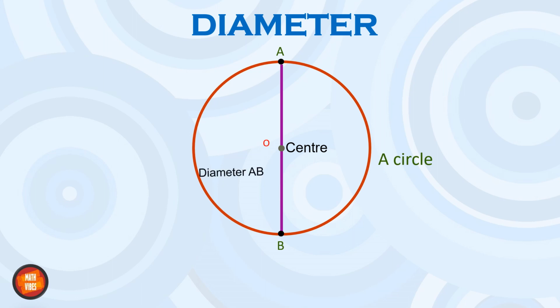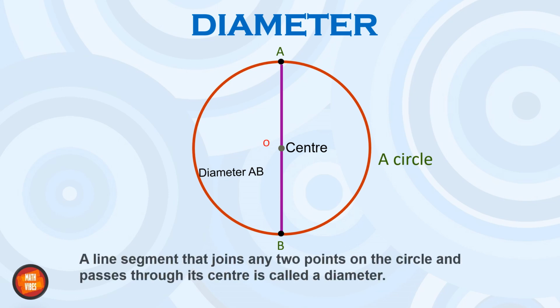Then what do we call it? Diameter of a circle. Okay, so what is the definition? A line segment that joins any 2 points on the circle and which passes through the center is called a diameter.